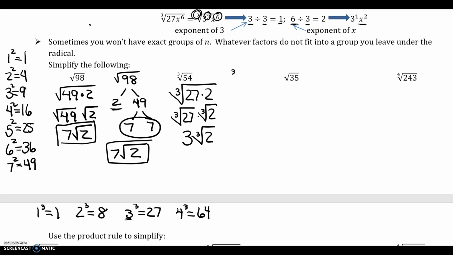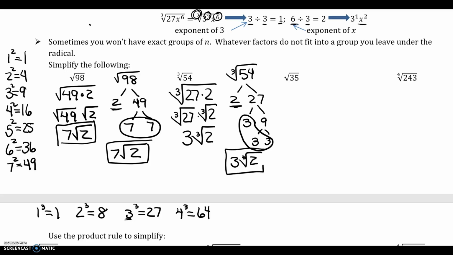And again, I could go ahead and use my factor tree and go 2 times 27. 27 is 3 times 9. 9 is 3 times 3. I have my group of 3 3s here, so I'll pull 1 out. And here's my only number that's a leaf that is not in a group, so it stays under the radical.